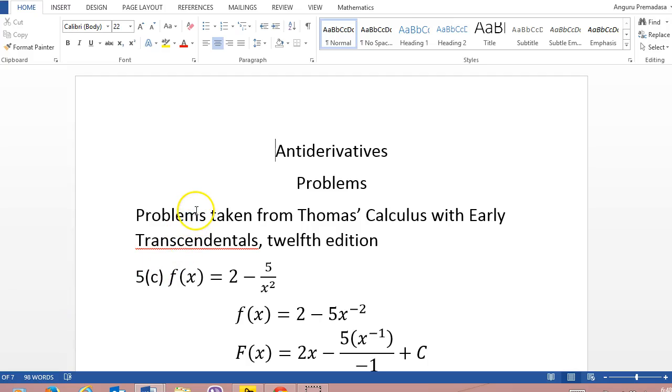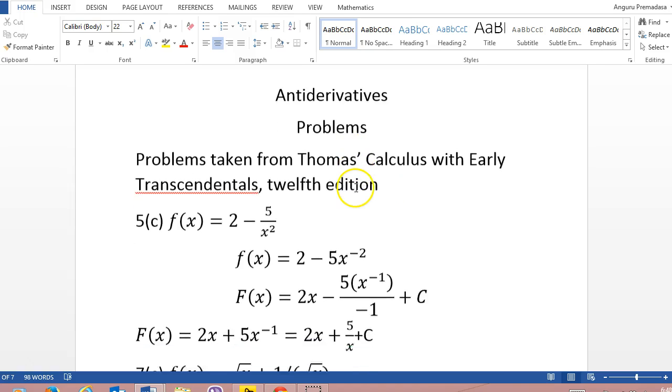So what I'm going to do is go through some antiderivatives like the ones that I gave in the class. Now all these problems are taken from Thomas' Calculus: Early Transcendentals, 12th edition, your textbook, but they are kind of different from the homework problems, though they are similar to some of the homework problems. So let's take the first one.